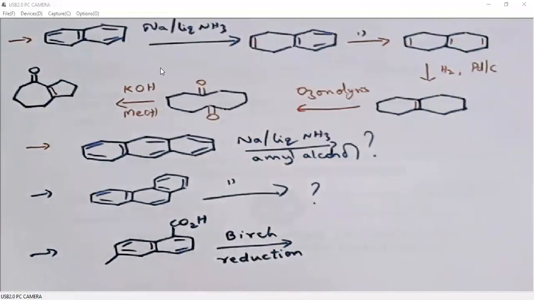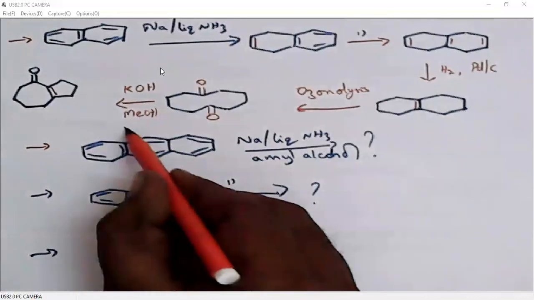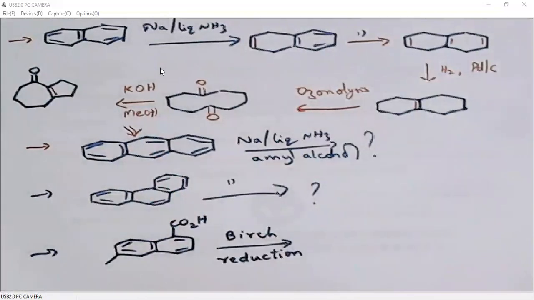In the case of anthracene, the middle ring is less aromatic. So the middle ring is the one which will preferentially undergo reactions like aromatic electrophilic substitution or the Birch reduction. So the middle ring will undergo reduction. Similarly, in phenanthrene also, the middle ring is less aromatic, so the middle ring will undergo Birch reduction. It is the same condition when we talk about aromatic electrophilic substitution.